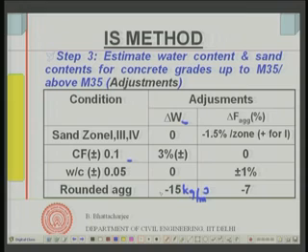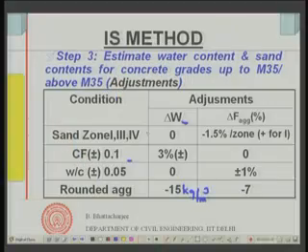Now, sand zone 1, 2, 3, 4: these tables are meant for sand zone 2. Now, if you have zone 1, zone 3 or zone 4, if it is zone 1, then adjust the sand percentage by 1.5%. Now, zone 1 is coarser. Zone 1 is coarse sand. So, which means that the maximum size in the sand is now more. You have more coarse material and less finer material.